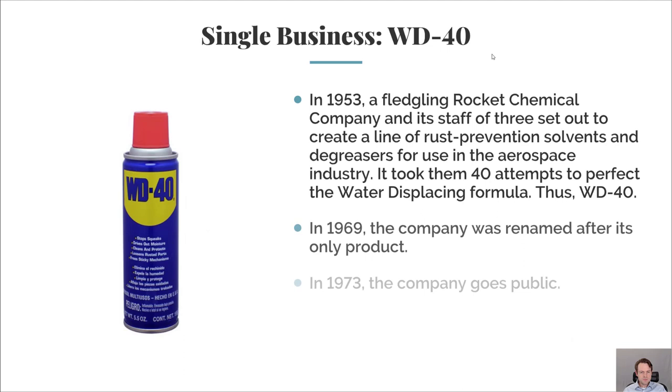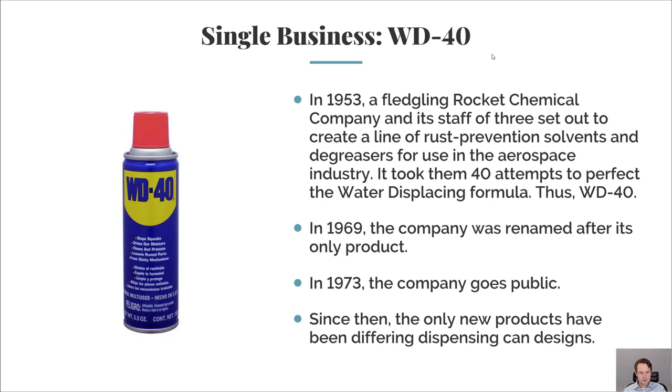An example of a single business is WD-40. The product and the company are the same name. In 1953, a small company called Rocket Chemical Company set out to create a line of rust prevention solvents and degreasers for use in the aerospace industry. It took them 40 attempts to perfect the water-displacing formula, and thus WD-40 was born. It was so popular that they never got around to creating any other products in their line of rust prevention solvents. In 1969, the company was officially renamed after its only product to WD-40 Co.